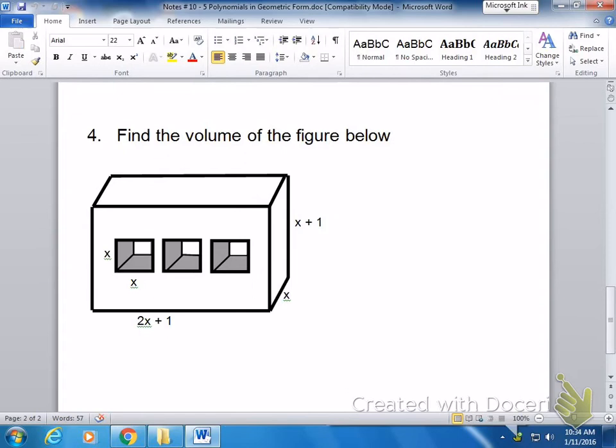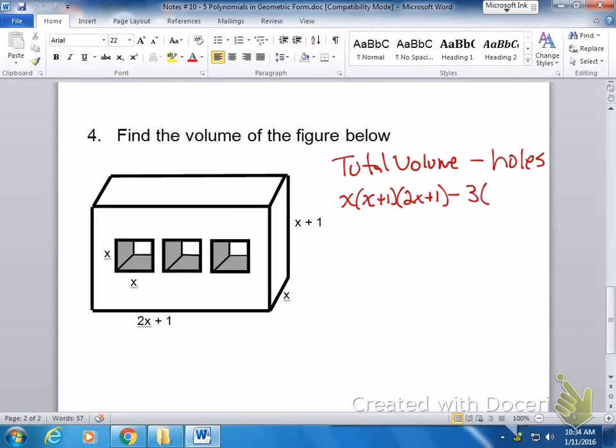Again, it says find the volume of the figure below, but this time there's 3 holes cut into our figure. So again, we're going to have to find the total volume, and we're going to have to subtract the holes. So it's length times width times height again for total volume. I'm going to start with the x times x plus 1 times 2x plus 1 minus, now if I look, I have 3 holes that are the same size, and each hole is x times x times x for its length times width times height.